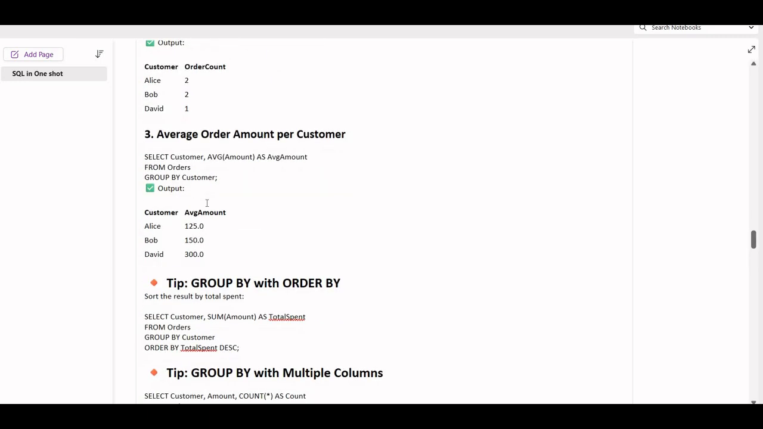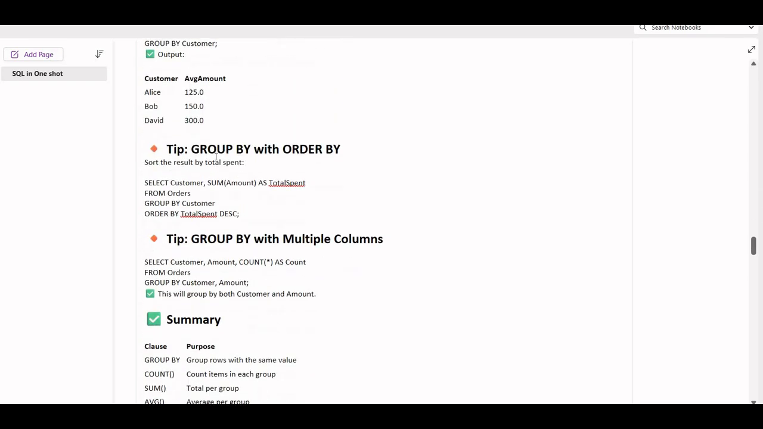Next, average order amount per customer. Same, instead of sum you are using average here. Nothing much difference, okay? So next we'll see the group by with order by.